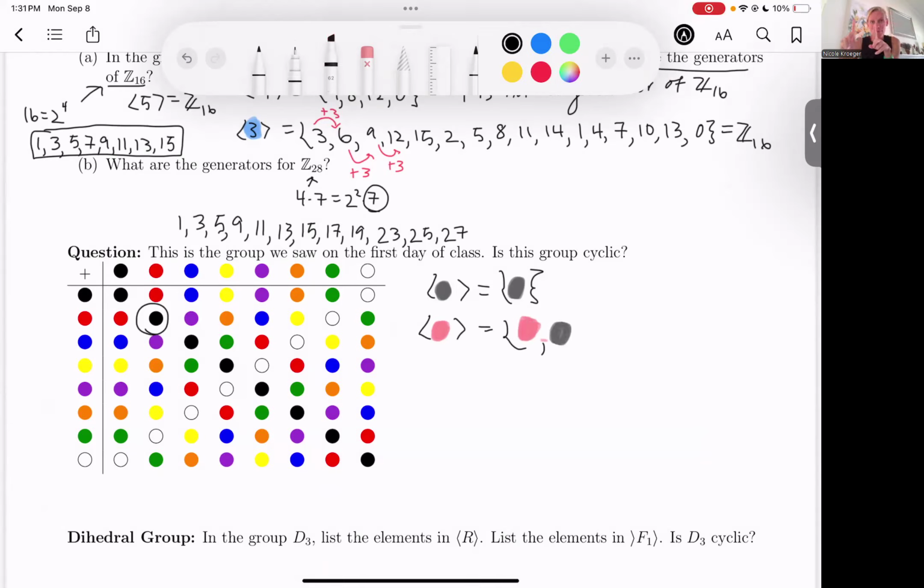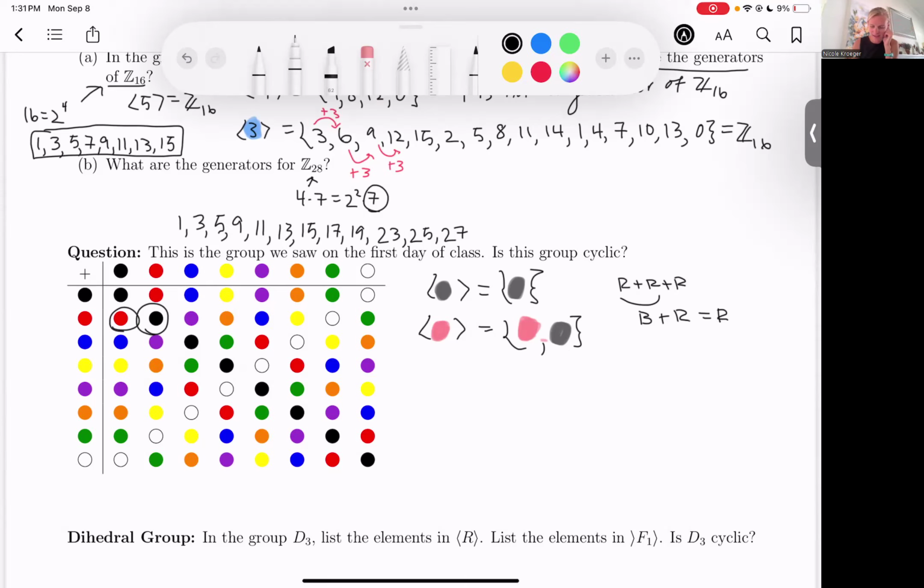And then it's going to have red plus red plus red. But red plus red, let's see. Well, the red plus red was a black. And if I add black and red, I'm going to get red back. So this is going to be red again. So I'm going to be back to the element I started out with. So these are the only 2 things in this set.